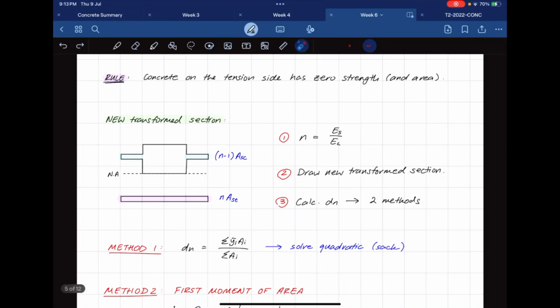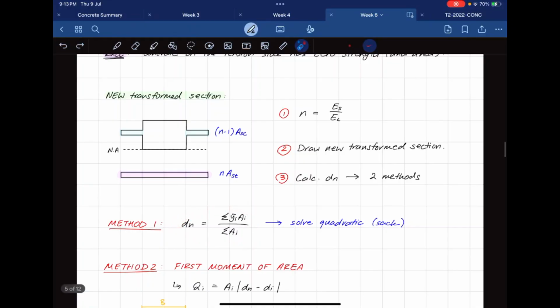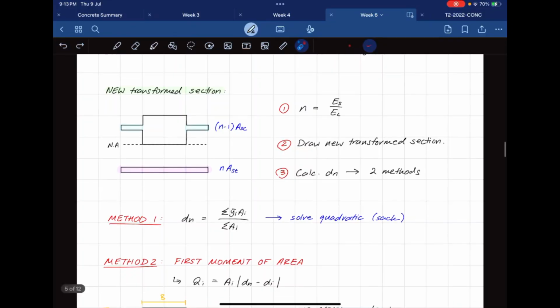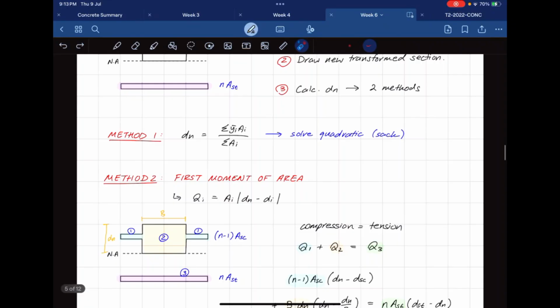There are 2 methods. The first method is doing what we did earlier. However, you're going to have to solve a quadratic now. People still do that, people are comfortable with that, but in an exam you don't really want to do that. It just takes too much time. The second method is using your first moment of area principle.